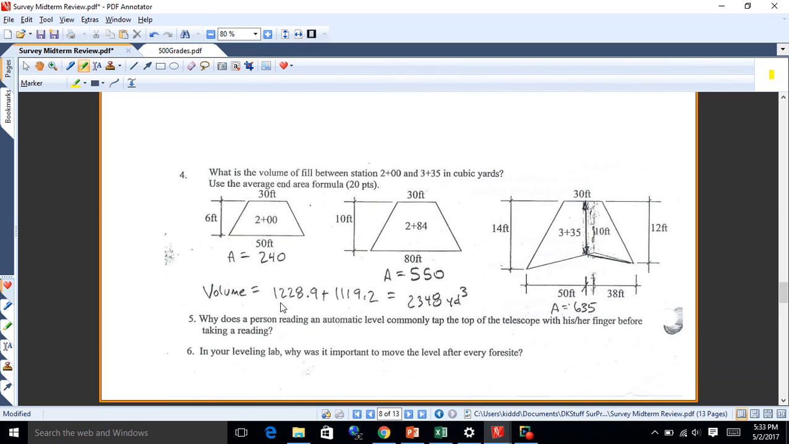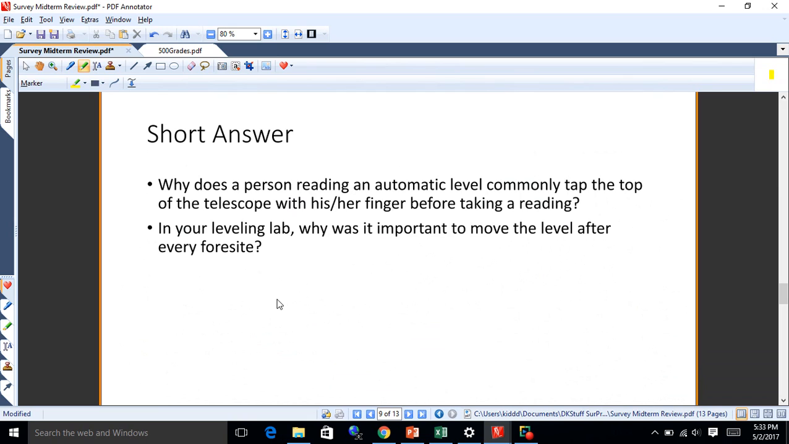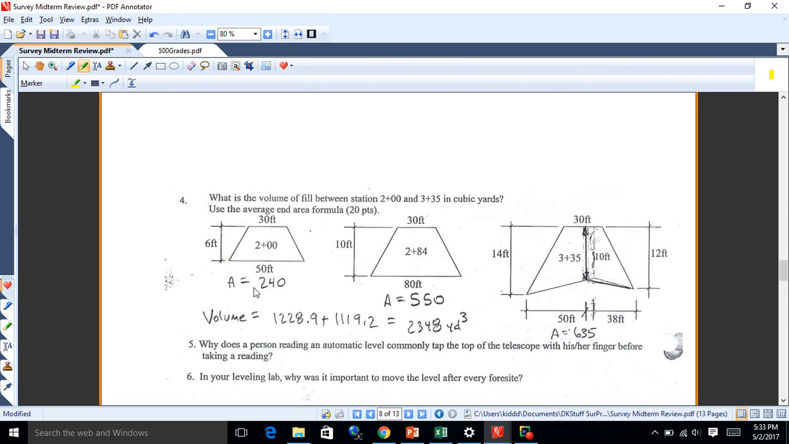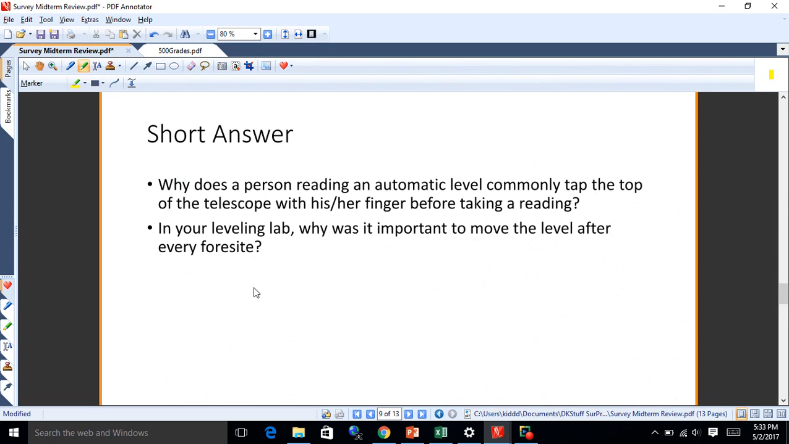And then I have a couple short answer questions too about labs and that sort of thing. So that's the format you should expect for the midterm. Doing some problems that are very similar to your homework problems, and then also answering some short answer questions about the theory of what we were doing and also the things we actually did in the lab, okay? So that's what you could expect.